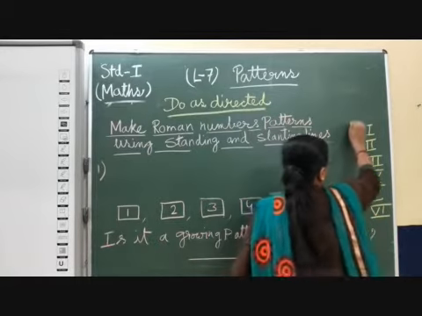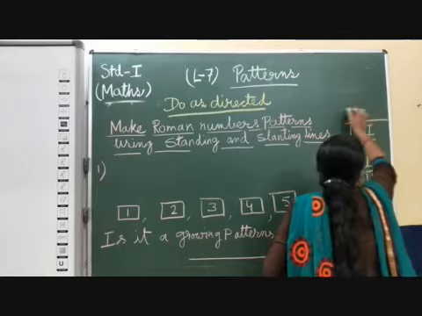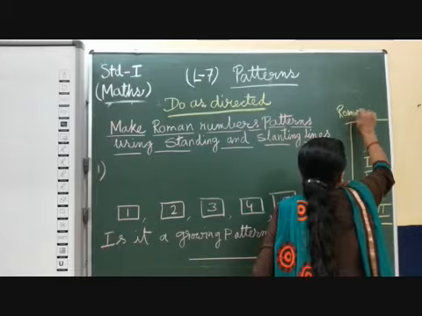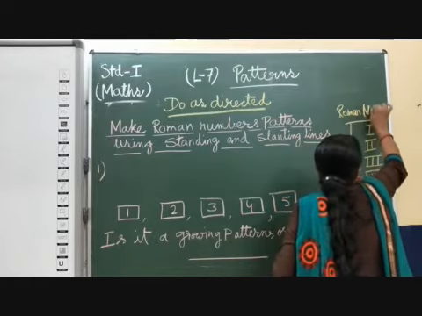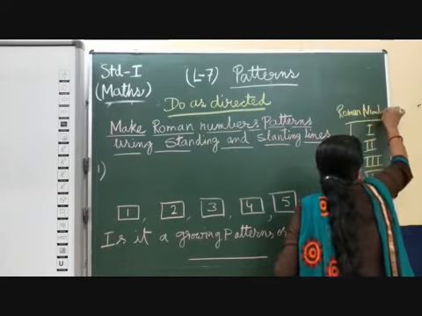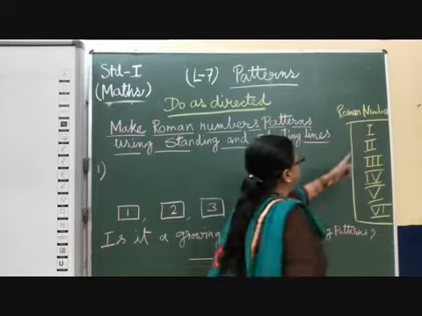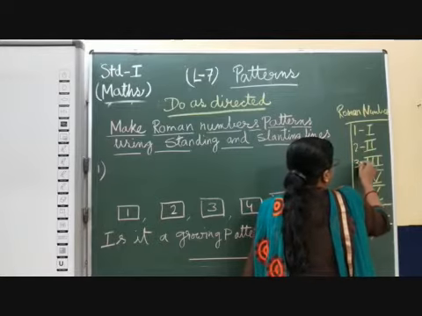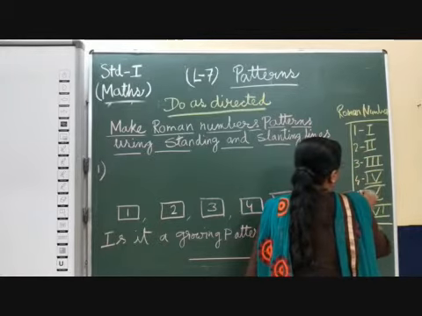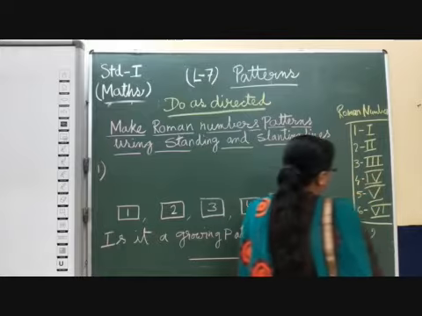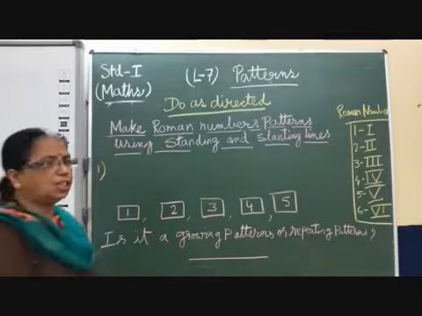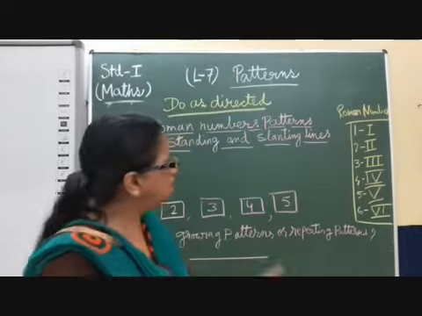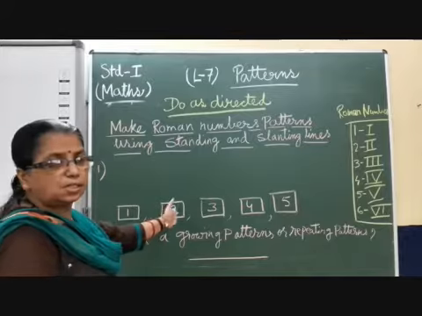Yes, let me write here: Roman numerals. One is written like this, two is written like this, three is written like this, four is written like this, five is written like this, six is written like this. You will learn more about it later, but right now we are learning patterns. So we will make a pattern in this same way.